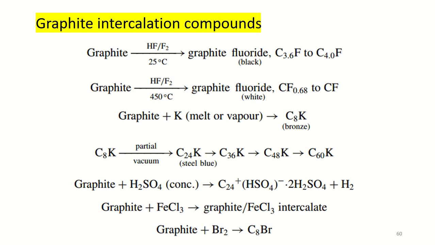And graphite in the presence of potassium melt or vapor changes into bronze, which is C8K. C8K, in the presence of partial vacuum, changes into steel blue, which is C24K, and C24K subsequently into C36K, which is then C48K, and the rest is changed into C60K.